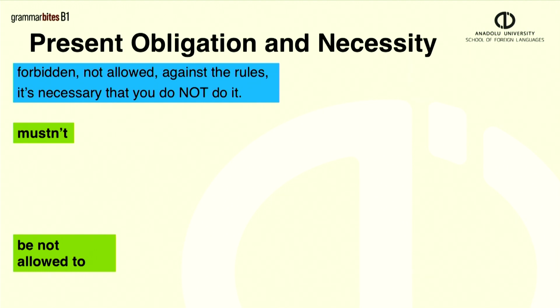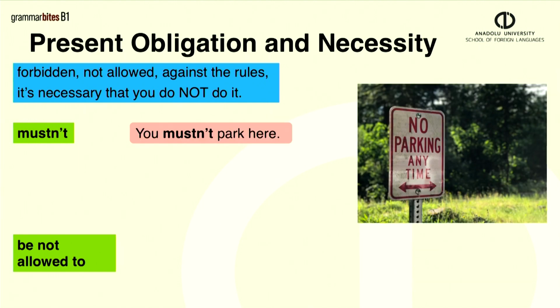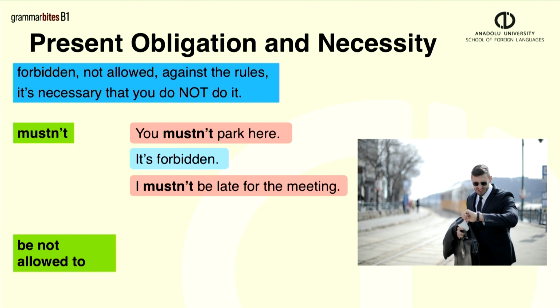To express that something is forbidden, not allowed, against the rules, or it's necessary that you do not do it, we can use mustn't or be not allowed to in present form. You mustn't park here. It's forbidden. I mustn't be late for the meeting. It's necessary that I'm not late. Be not allowed to.